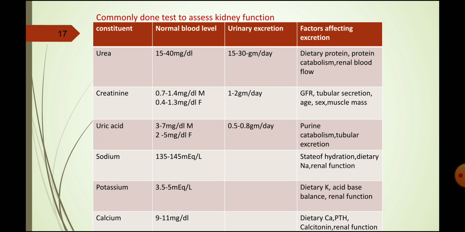Then sodium, an electrolyte, 135 to 145 milliequivalents per liter. Factors affecting are status of dehydration, dietary sodium, and renal function. Potassium 3.5 to 5 milliequivalents per liter; factors are diet, acid base balance and renal function. Calcium 9 to 11 milligram per deciliter; factors affecting are dietary calcium, parathormone, calcitonin, and renal function.